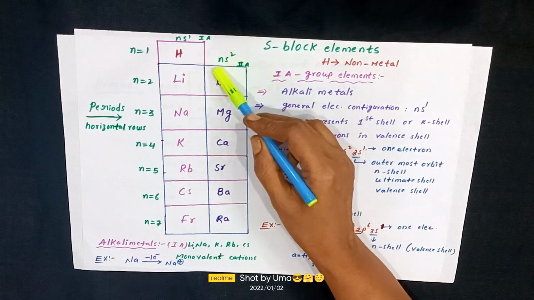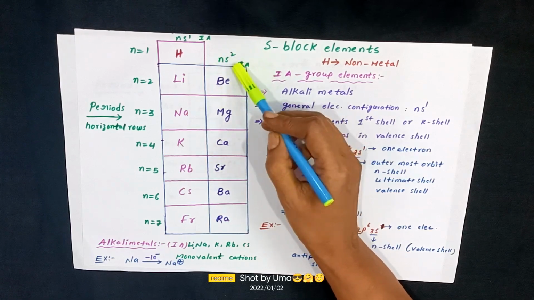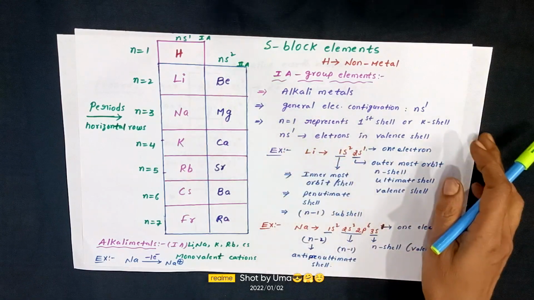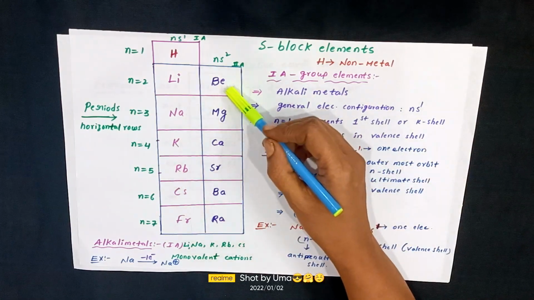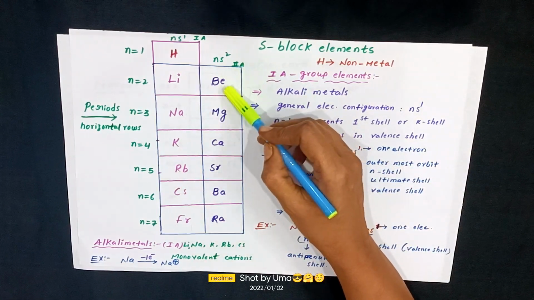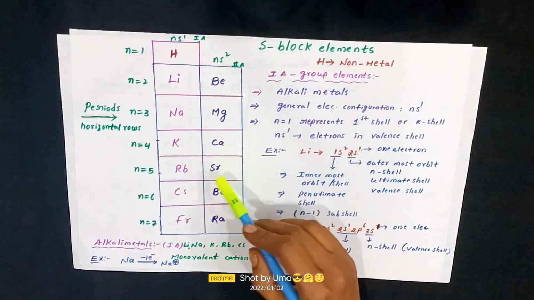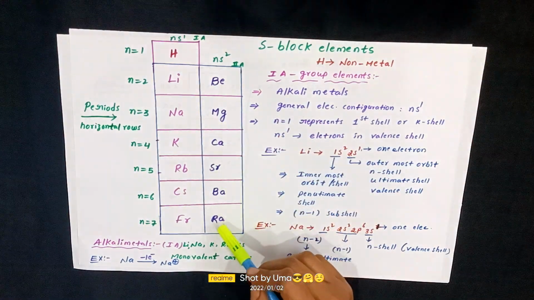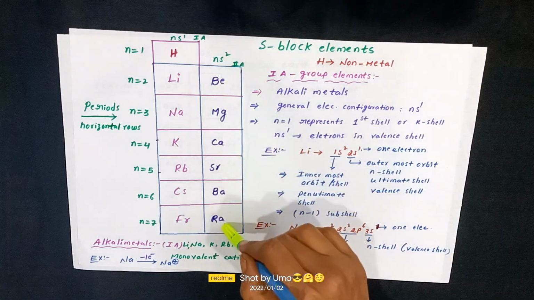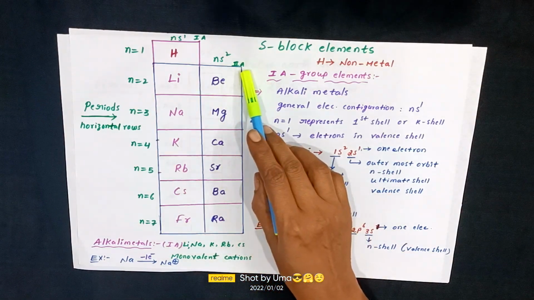ns2 is the general electronic configuration for second A group elements. So which elements belong to the second A group, children? Beryllium, magnesium, calcium, strontium, barium and radium. All these elements are present in the second A group, children.